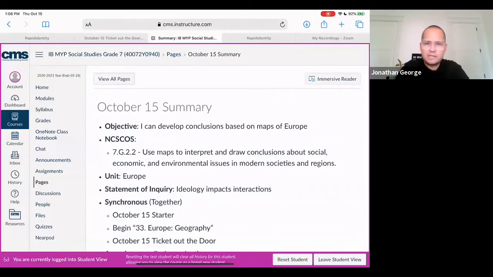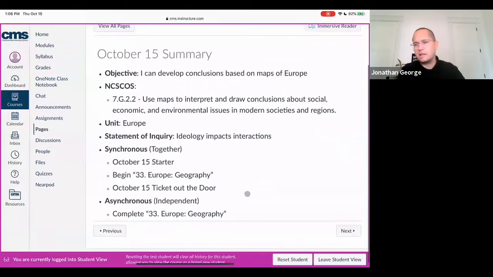Okay, synchronous time today, we did the starter, October 15th starter. If you've not finished that, you need to make sure that that is done. And then page 33, Europe Geography, we're going to start that today. And then we're going to end with the ticket out the door. Okay, we're going to start getting this rhythm again of starter, assignment, ticket out the door. And then you need to finish that assignment that we started in the middle of class for your asynchronous time. And that is exactly what you need to do today, is to complete page 33, Europe Geography.